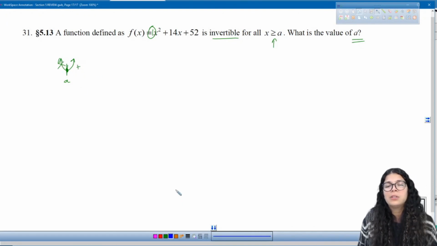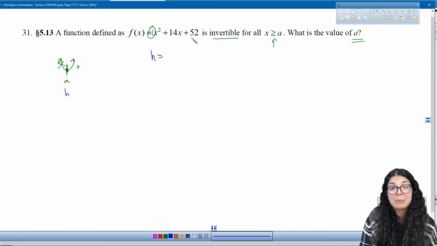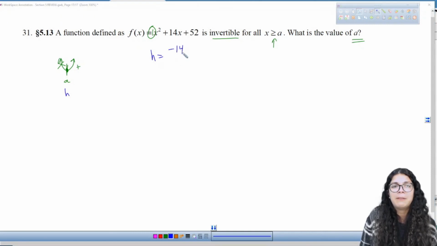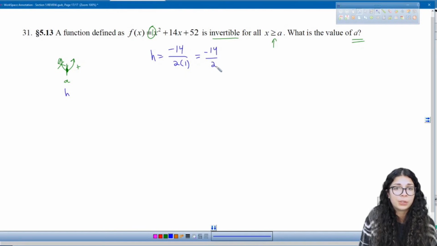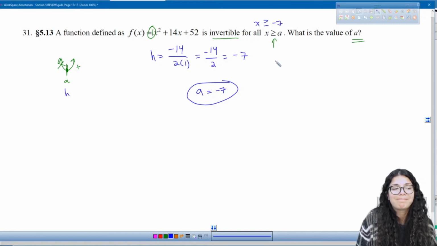But the question is really just asking, what is that a value? That a value would be the x value of the vertex, which is really h. So we need to find h. Easy peasy, lemon squeezy. We can use the formula from standard form to find h is negative b value over 2 times the a value. So it's really negative 14 over 2, which is just negative 7. So the a value is negative 7, right? So this function is invertible for all x values greater than or equal to negative 7. And that is the review.